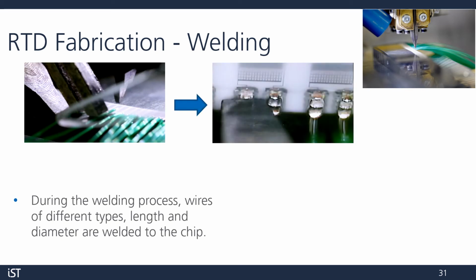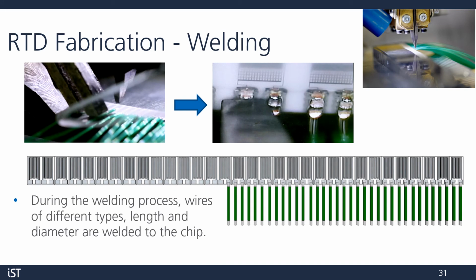At IST's facility, the wire is fed from spools, then it's welded onto each contact pad automatically. Wires of up to 2 meters in length can be welded directly. The wire's insulation is also stripped to the customer's specification. This image shows what a strip of sensors looks like halfway through the welding process.